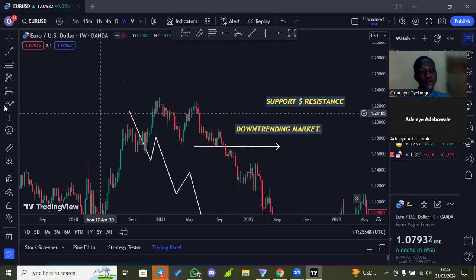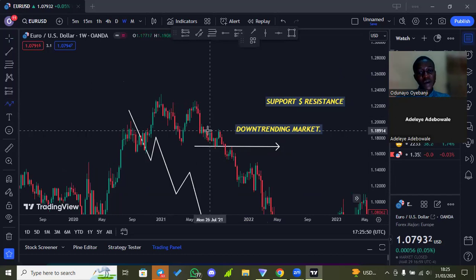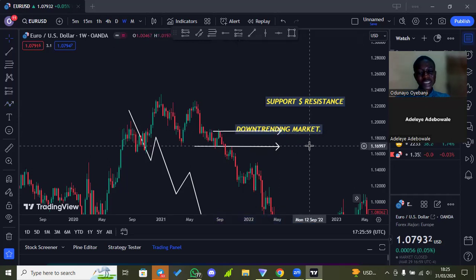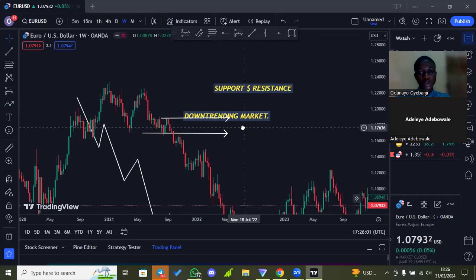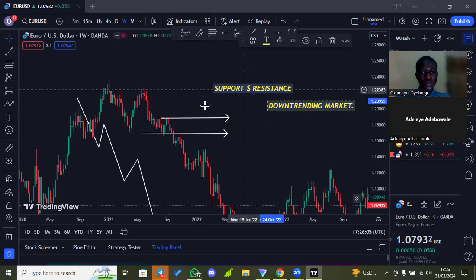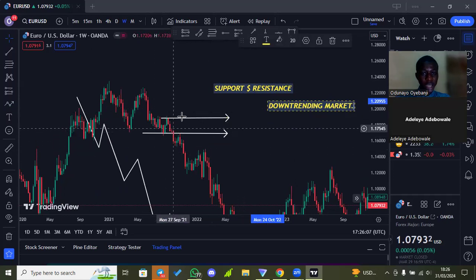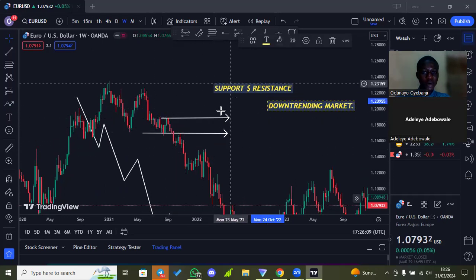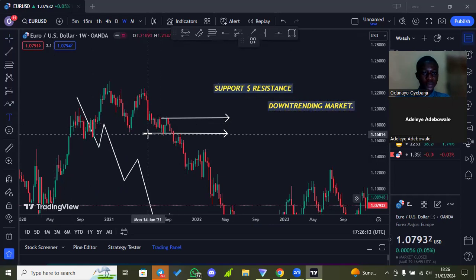The price or the price zone where it finds difficult to break above is called the resistance. Are you with me? This is called the resistance. So let me adjust this. This is called support, and this is called resistance. So let's label them one after the other.